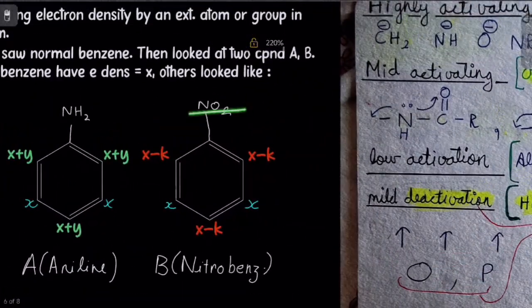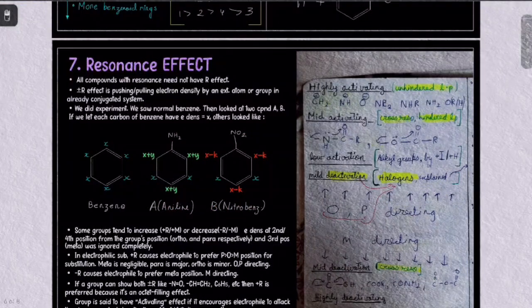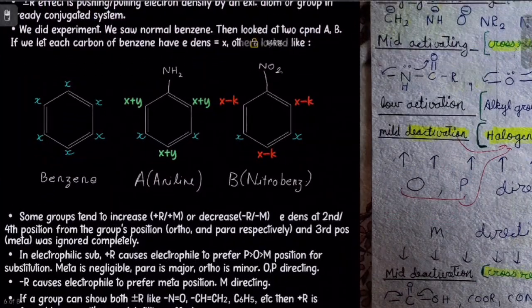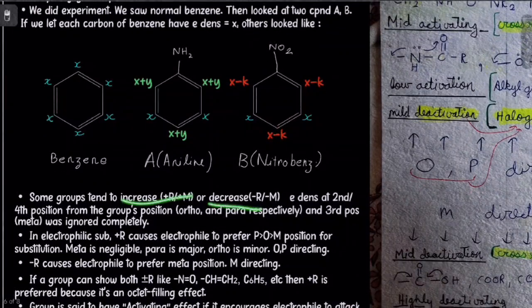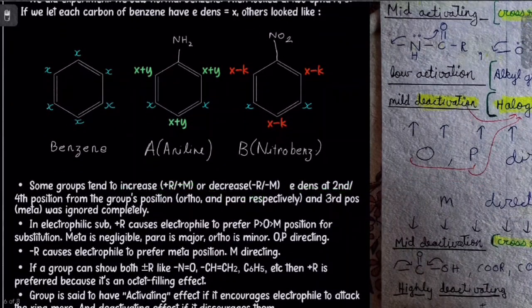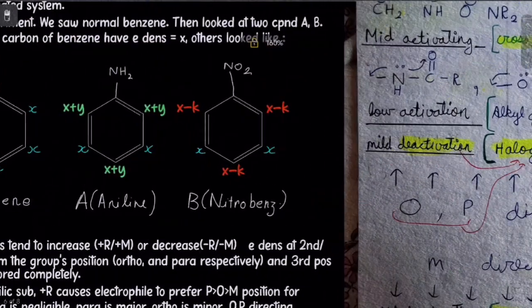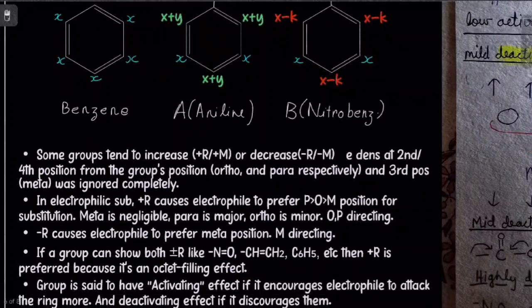But when we added NO2 here, their electron density decreased from the baseline of X, while the one at the meta position remained the same. Why is this and what is happening? Well, some groups tend to increase or decrease electron density at the second or fourth position from the group's position, ortho and para respectively. And as I told you, the third position is ignored completely.